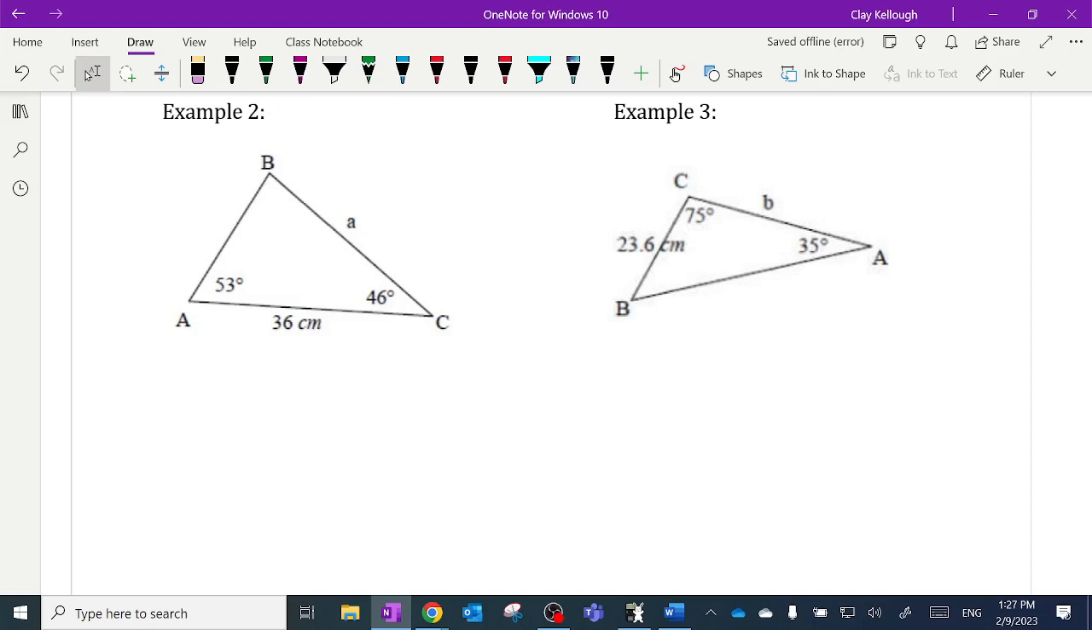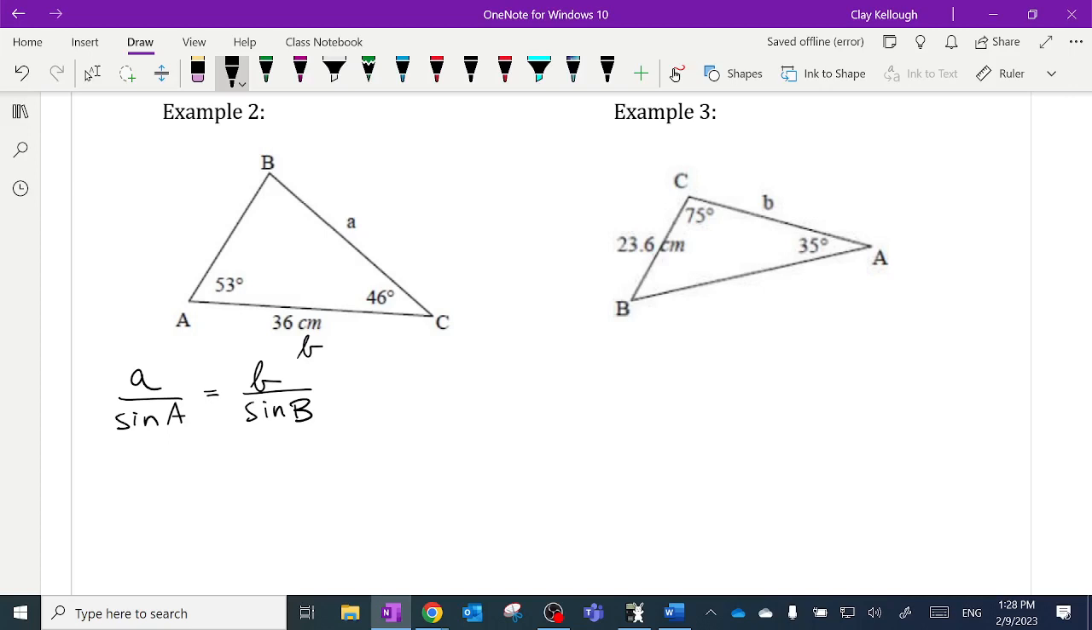Here's why it's harder. I would like to know A. So I obviously need A over sine A. Problem: what's this side here, this 36? Can you see me highlighting it? What side is that? That's side B. Well, side B is in a ratio with angle B. I don't know angle B. What can I do?